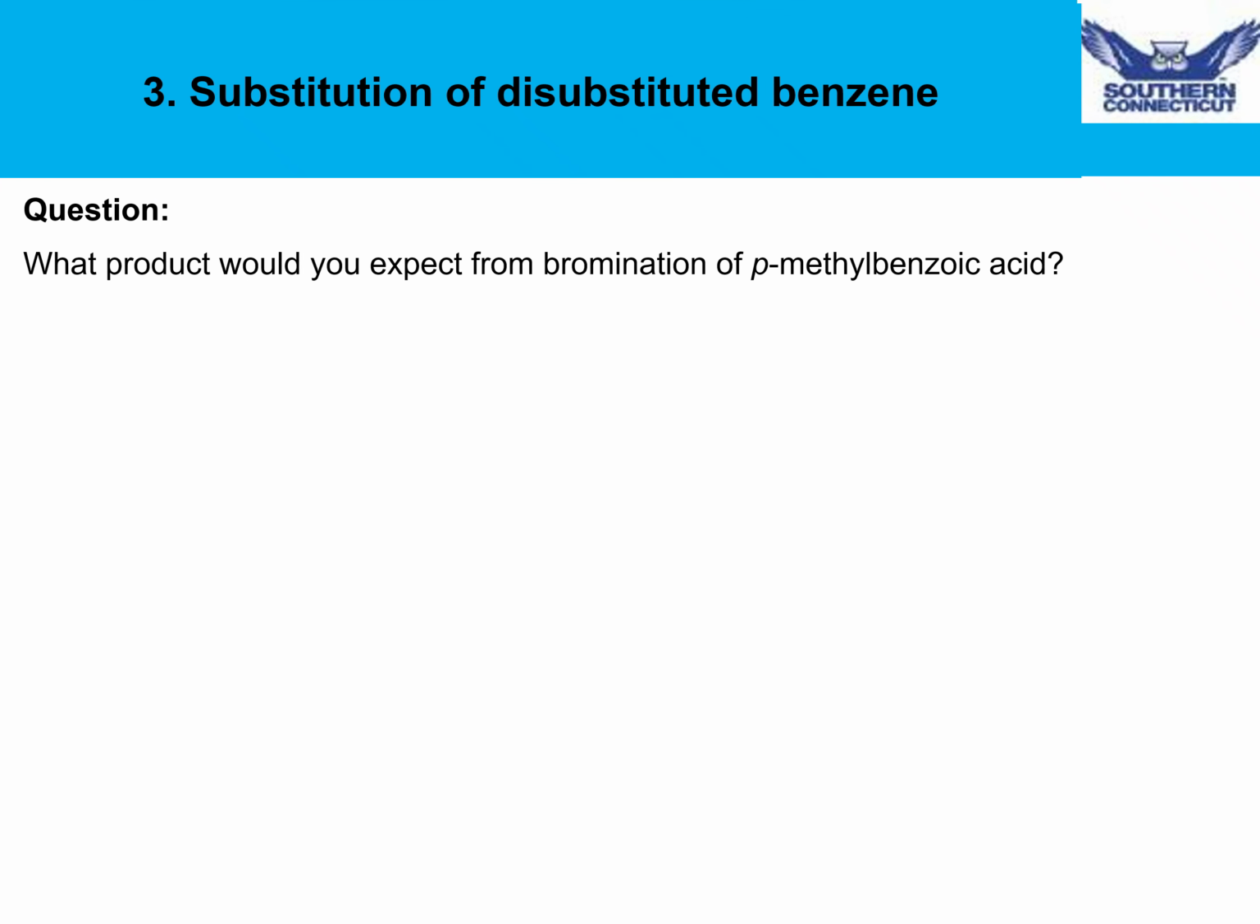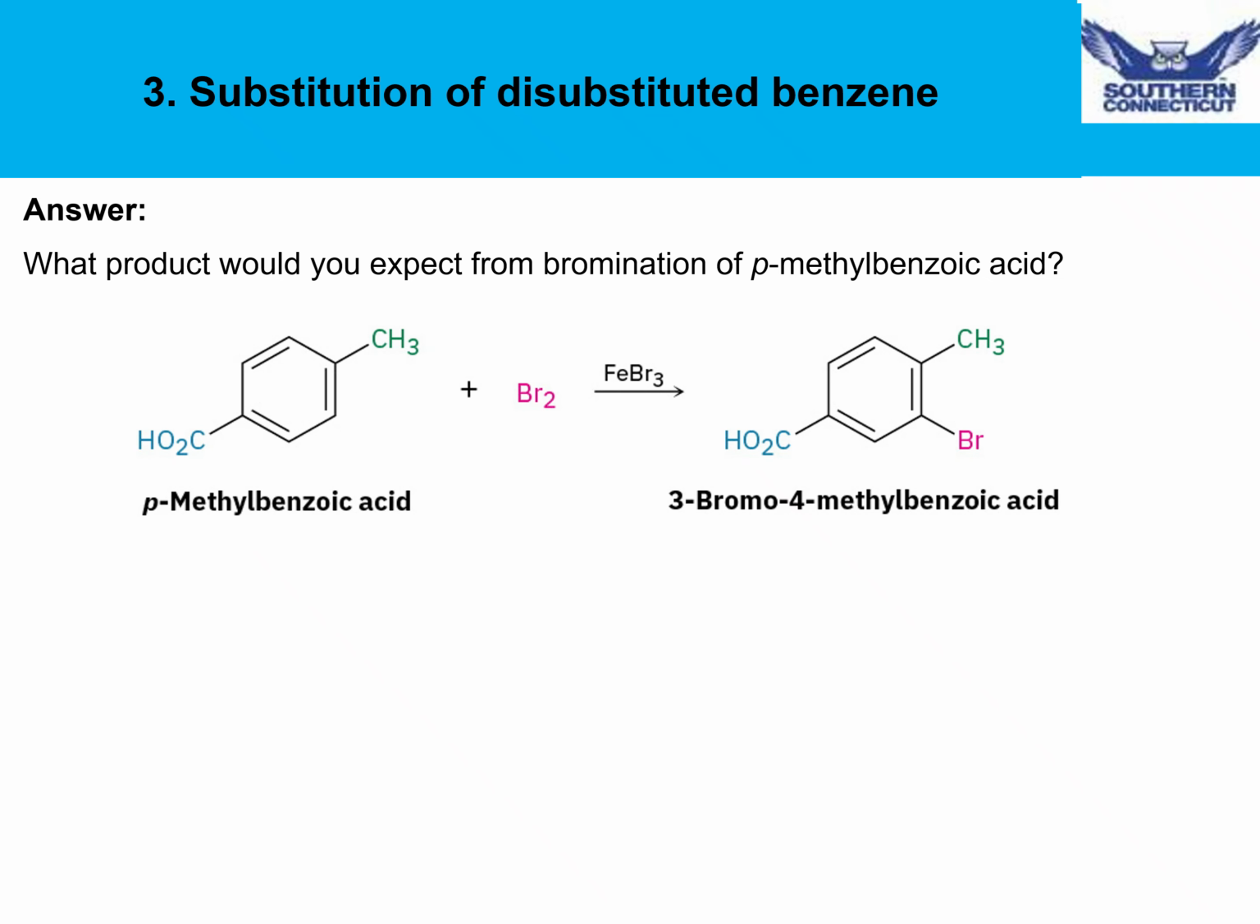In this question, we want to predict the product from the bromination of para-methylbenzoic acid. Para-methylbenzoic acid has a weak activating group in the methyl group, and it has a moderately deactivating group in the carboxylic acid. The methyl group is a stronger activator, so it should predict where the bromine adds. It should add ortho to the methyl group since the para position is blocked by the carboxylic acid. So this product here should be the major product.